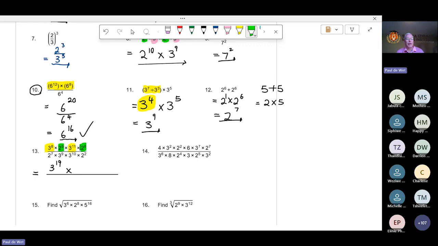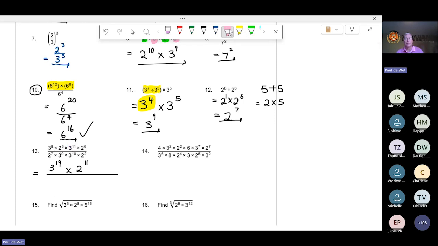Those 2's have got the same base, so we're going to add the powers. 2 to the 5 times 2 to the 6 is 2 to the power of 11. Now, I can't do anything here because the bases are not the same. Okay, now I'm going to go to the bottom, and let's do the same thing.